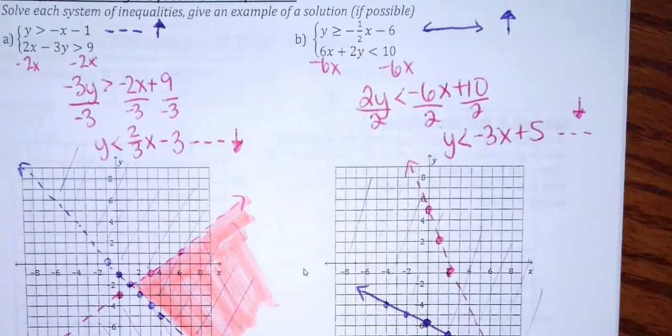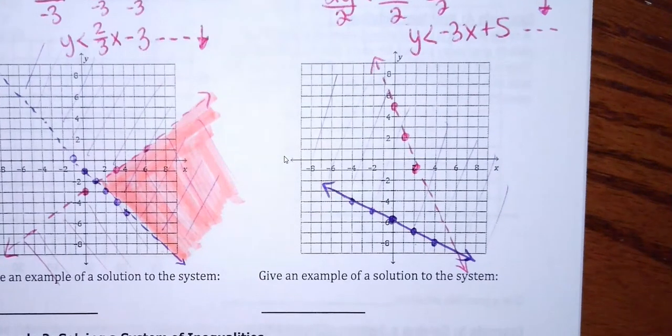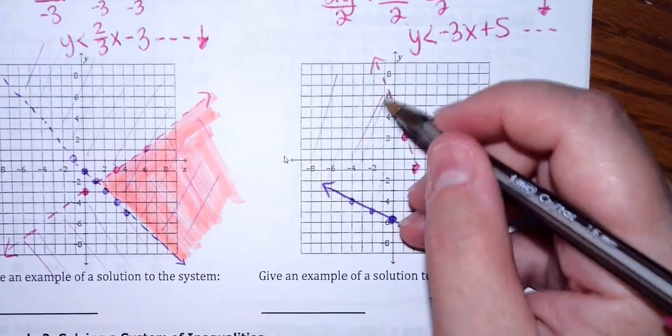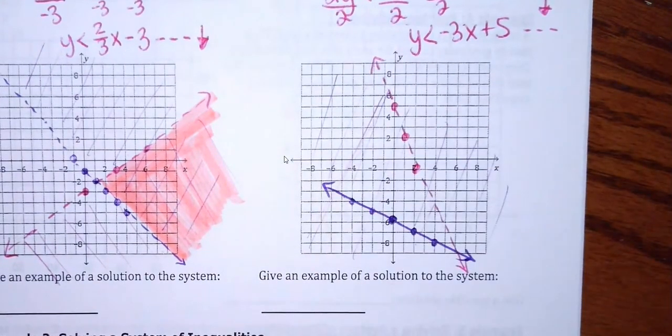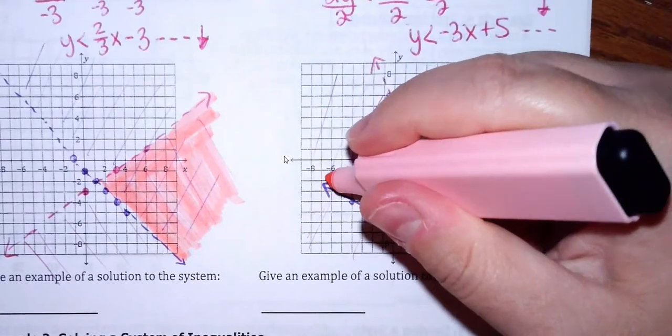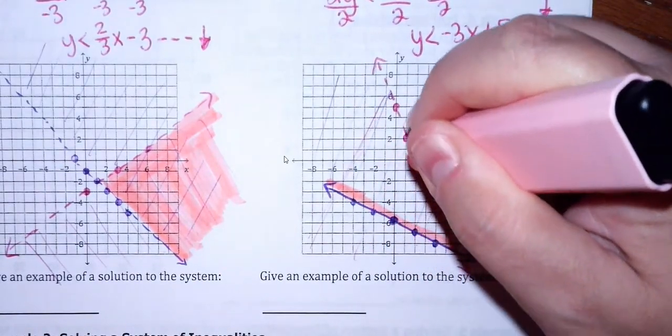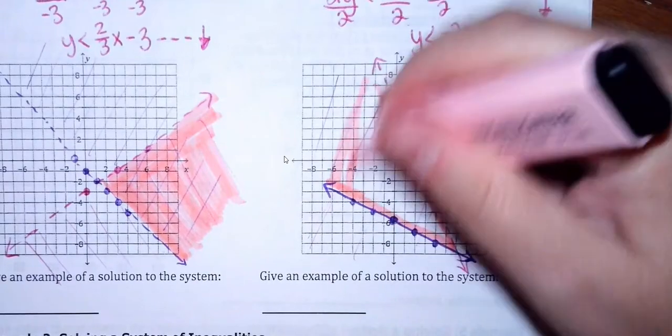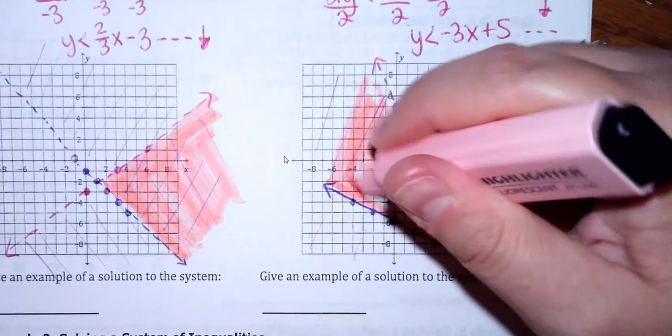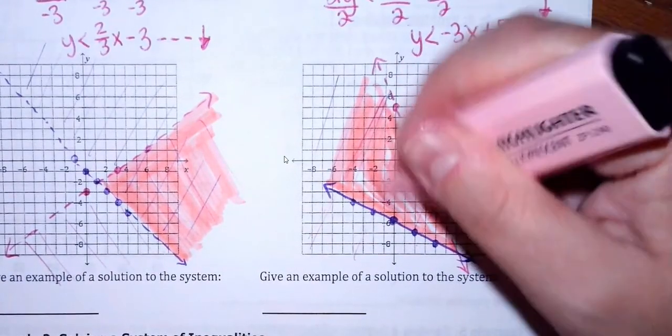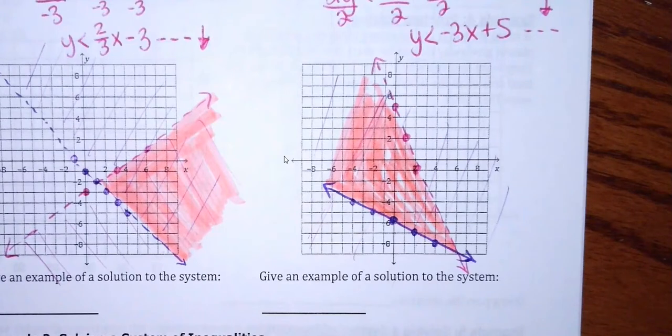And if I was looking for the overlap here that's going to work for both, it's going to go kind of in between here. And so all these points would work as our solution to our system.